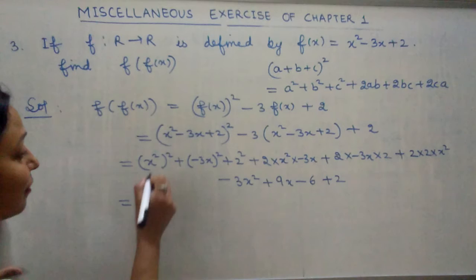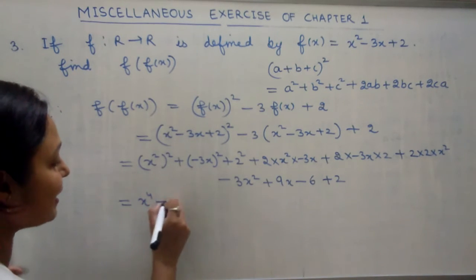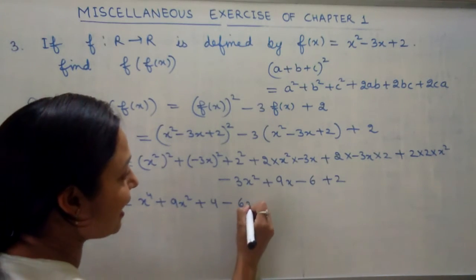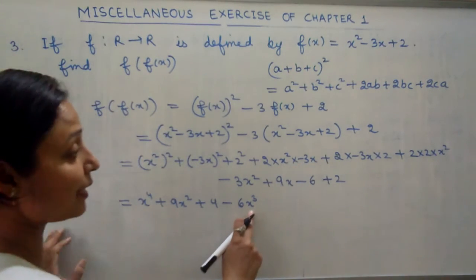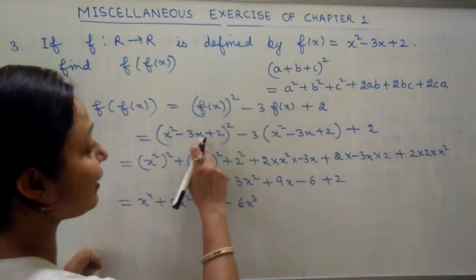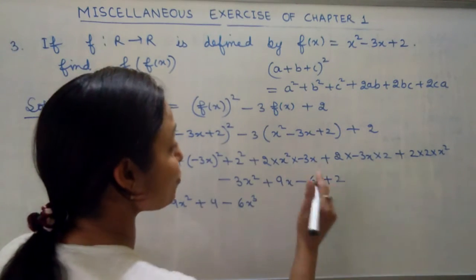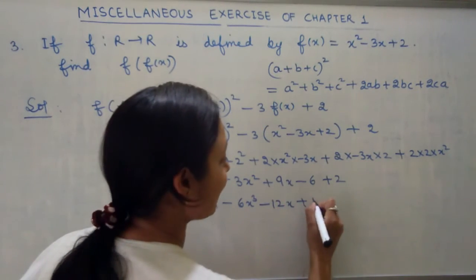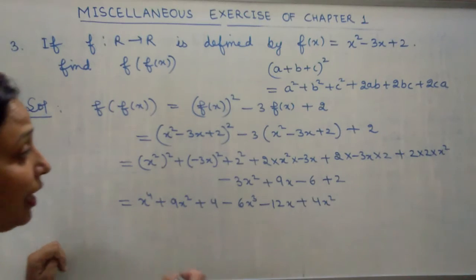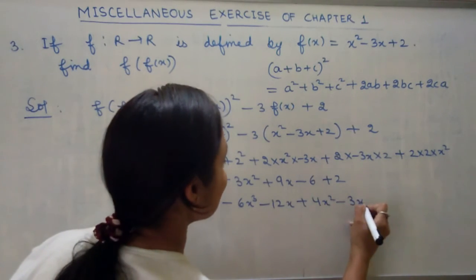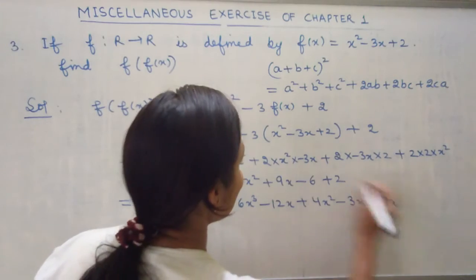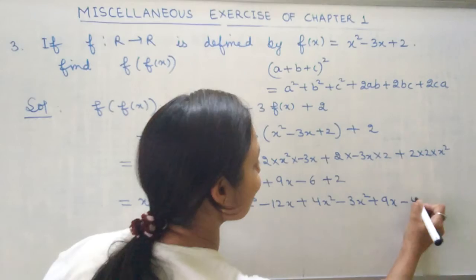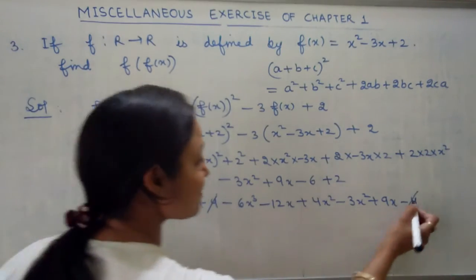So how can we solve? x raised to power 4, 3 3s are 9x square, 2 2s are 4, plus minus 6x cube, x and x square, that is x cube, then x into 2, 2 2s are 4, 3s are 12, minus 12x, and 2 2s are 4x square. Now come to minus 3x square plus 9x minus 6 plus 2, that is minus 4. This plus 4 and minus 4 will cancel.